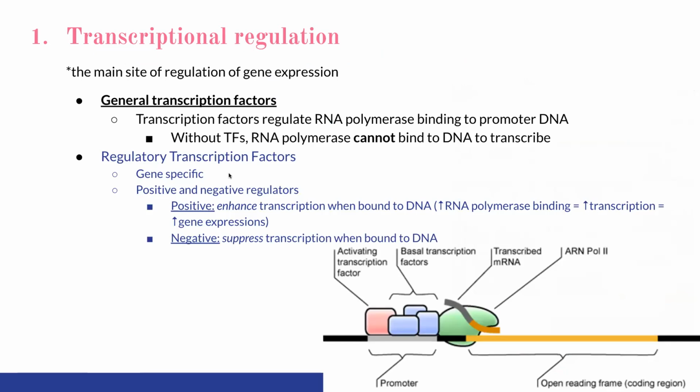So, transcriptional regulation. This is the main site of regulation of gene expression. You have transcription factors. Without transcription factors, RNA polymerase cannot bind to DNA. Well, there are two types of transcription factors. The first ones recruit RNA polymerase to the binding site, the promoter. And then you have regulatory transcription factors, which are gene specific, positive or negative regulators. Positive ones enhance transcription, so they increase the rate. Negative ones suppress transcription.